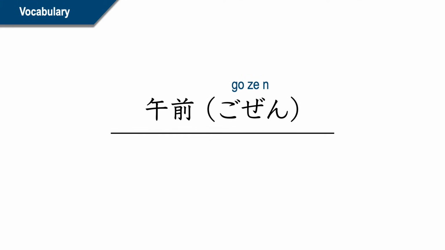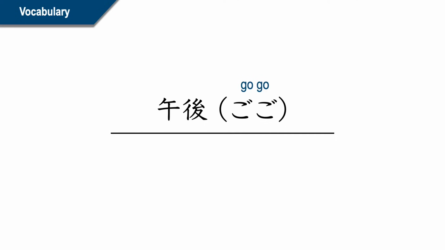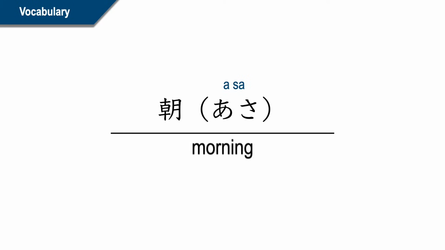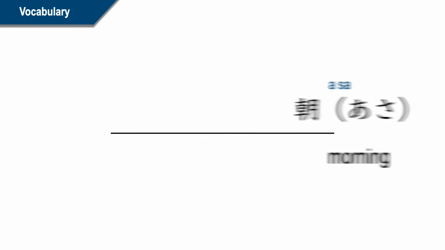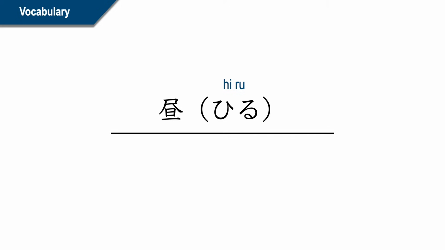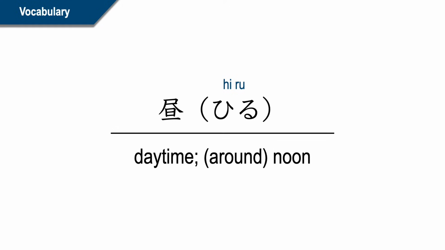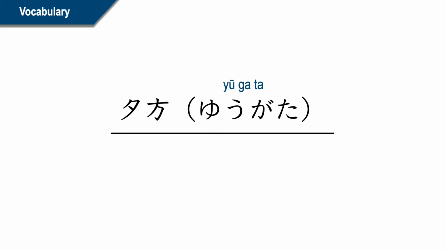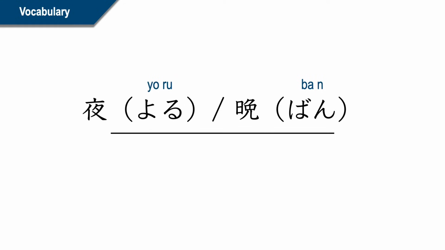午前, AM. 午後, PM. 朝, morning. 昼, daytime, noon or around noon. 夕方, late afternoon. 夜 or 晩, night or evening.